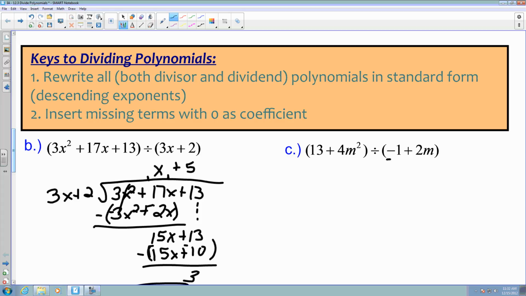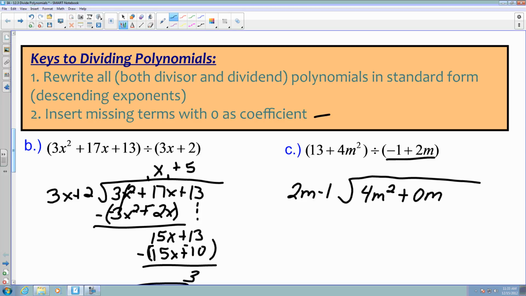So with this one, the divisor is going to be rewritten as 2m minus 1, because I have to have the variable in front, and I'm going to divide it by 13 plus 4m squared. So I got the exponent, so I got 4m squared in front, but I'm missing my m to the first power. So with that, I have to insert terms with 0 coefficients. So it's going to be plus 0m and then plus 13. Okay? So let's try to solve this one.